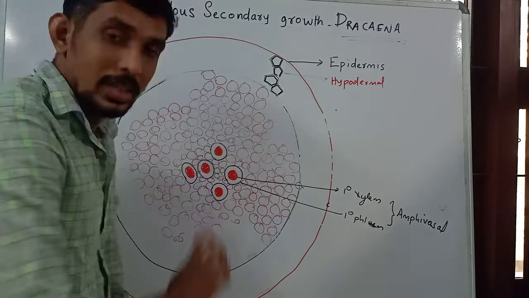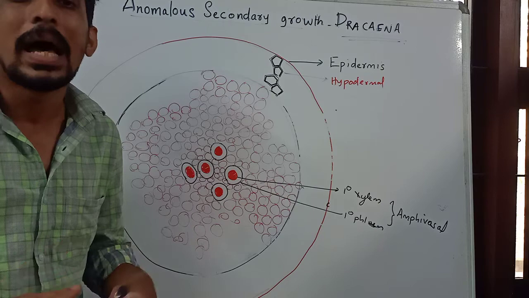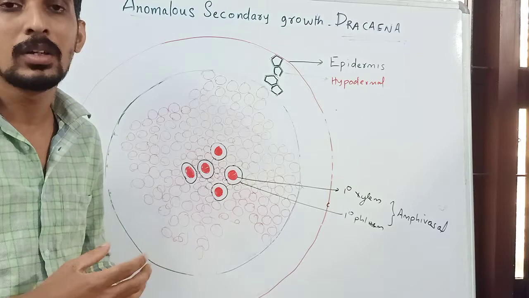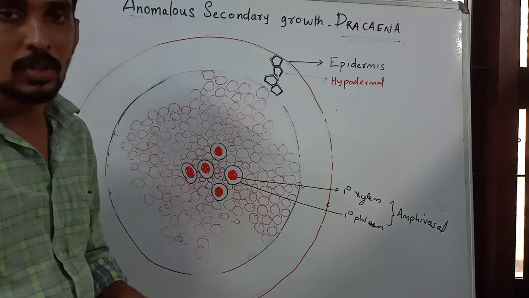So if you need to understand the secondary growth in Dracaena thoroughly, you just need to understand the pattern of secondary growth in the stem and root of an ordinary dicot. If you are not very much thorough about that topic, just watch my video on secondary growth in dicot stem and root on my YouTube channel. Then try to understand this one. Then only you will be able to understand easily. So we move into the anomalous secondary growth in Dracaena.